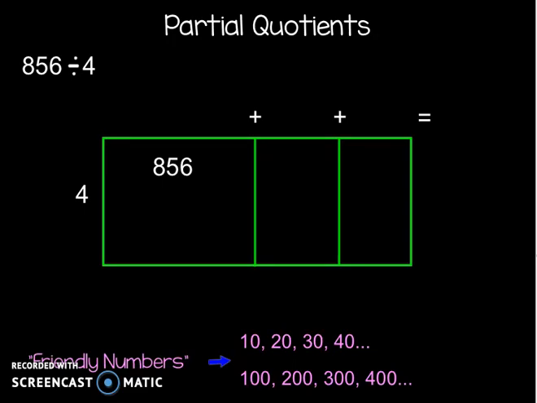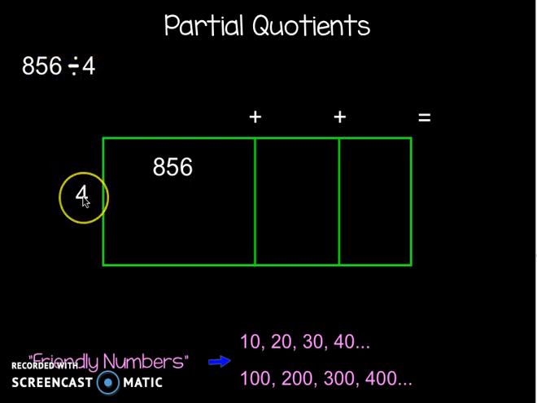Thanks for joining me for some division using partial quotients, and our format that we're going to use is the area model. And you might think this looks familiar because we've used an area model for multiplying. So today we're going to divide 856 into four groups. 856 is our dividend and 4 is our divisor.